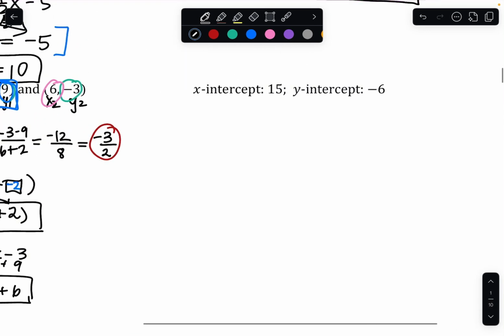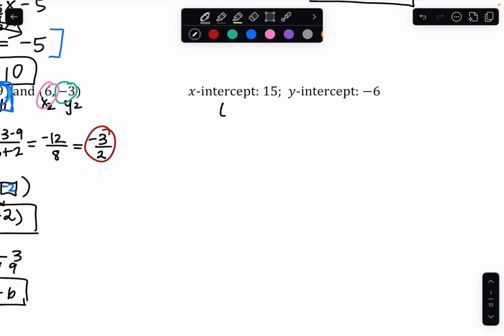Okay, last one here. We have an x-intercept, which is 15, 0. The x-intercept is an x value when y is 0, and a y-intercept of negative 6. So write them as ordered pairs because that's how you're going to find the slope. You need an x1, y1, and an x2, y2.